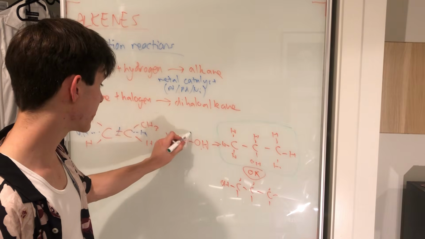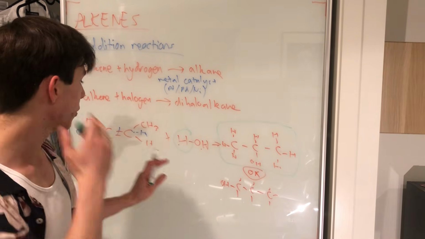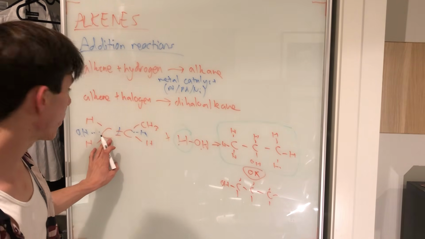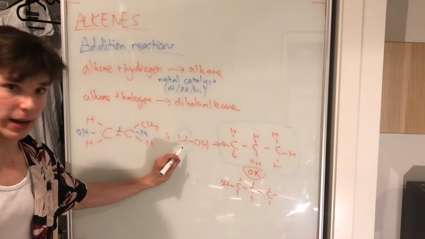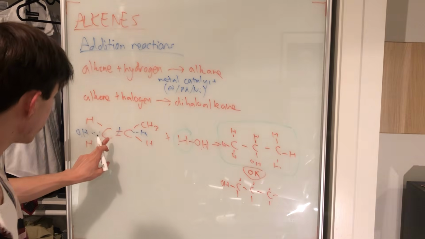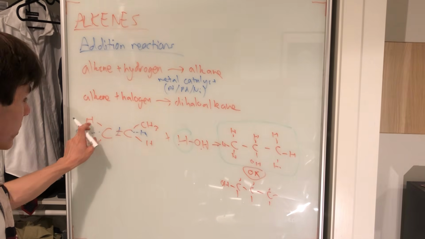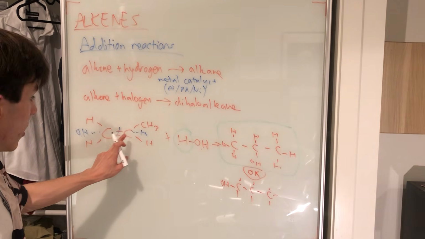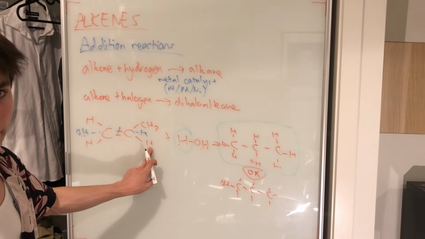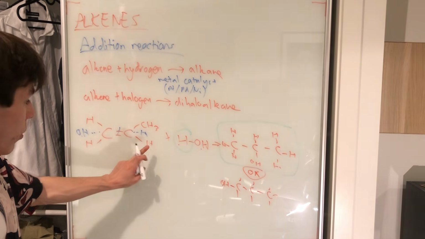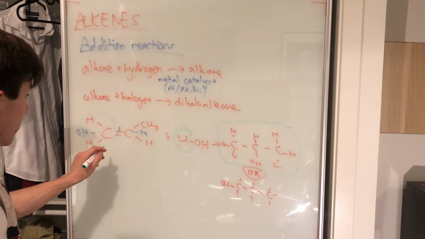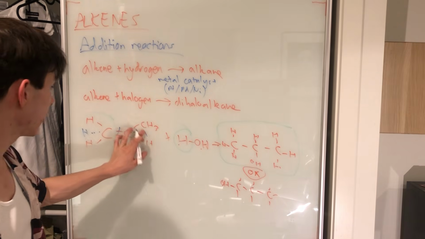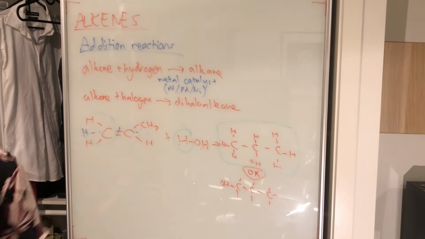Markovnikov's rule is basically the hydrogen will go to the carbon where there are already more hydrogens. This hydrogen wants friends, wants as many friends as possible. So on this carbon, it's already got 2 friends. On this carbon, only got 1 friend. It wants to go to where the party is, so it's going to go to this carbon. So yes, it is actually going to be H on that one, OH on that one.